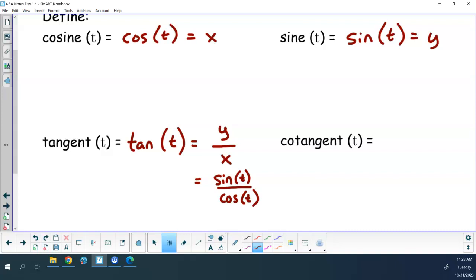Then everything in trig gets a co. Remember that. Everything gets a co. So cotangent is the reciprocal of tangent. Oops, hold on, tap the brakes. I forgot to give you how we write it. We write it as cot. Cotangent is cot. It's equal to 1 over tangent, or x over y.